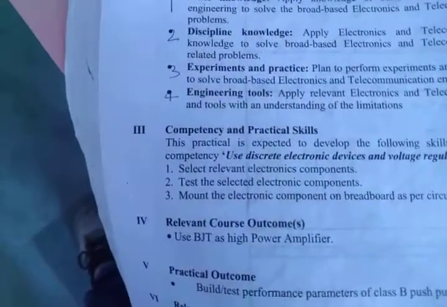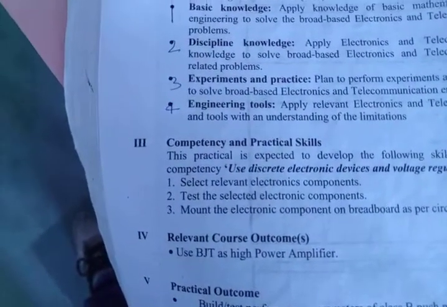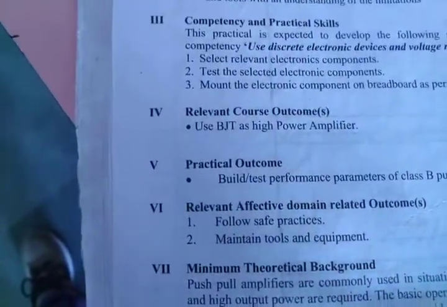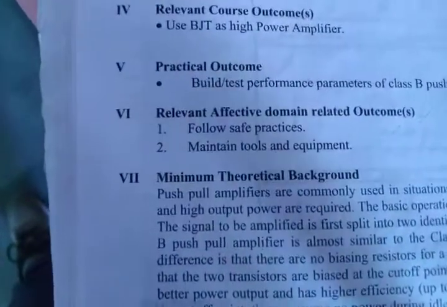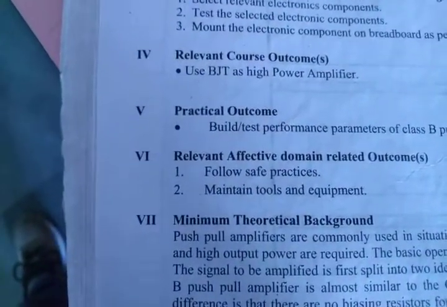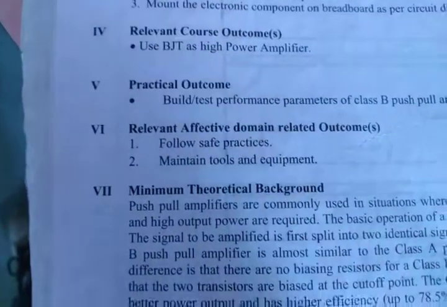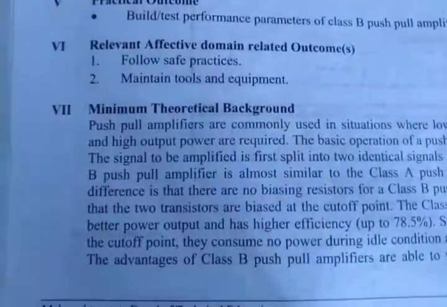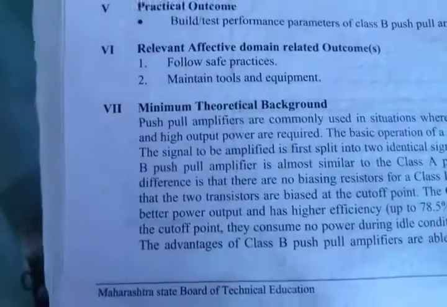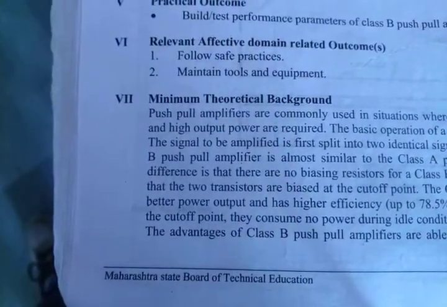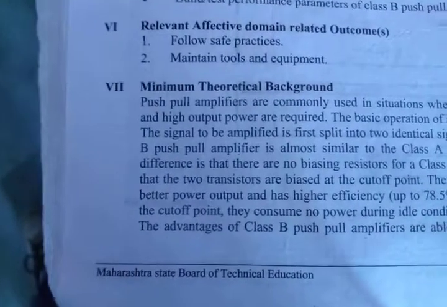So here the competency expected is to use discrete electronic devices and voltage regulators, and the relevant course outcome is to use BJT as high power amplifier. The practical outcome is to build and test performance parameters of class B push-pull amplifier using transistor. Push-pull amplifiers are commonly used in situations where low distortion, high efficiency and high output power are required.